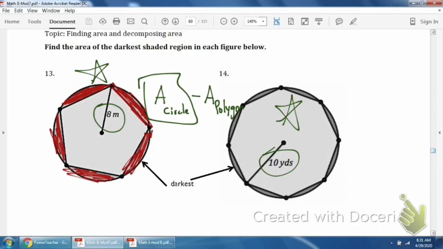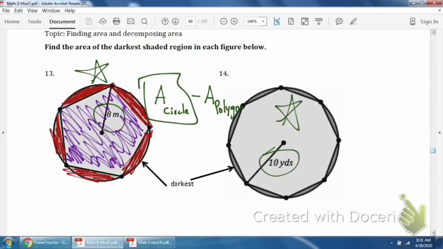So like for this one, that means we need to find the area of that regular pentagon and take that area away from that of the whole circle. Okay, so we have ways to find the area of those pentagons, all those regular polygons.